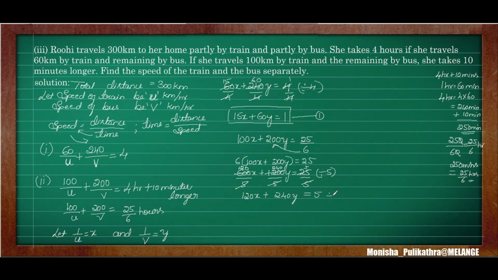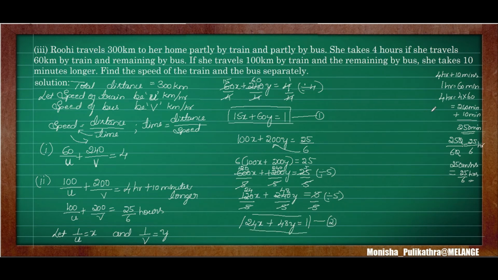Again, what you have to do is divide throughout by 5, so that we can simplify it into the simplest form. Here 5 twos are 10, 5 fours are 20. Here 5 fours are 20, 5 eights are 40. So the reducible form is 24x plus 48y is equal to 1. So this is the second equation.